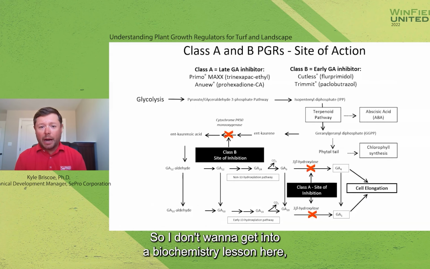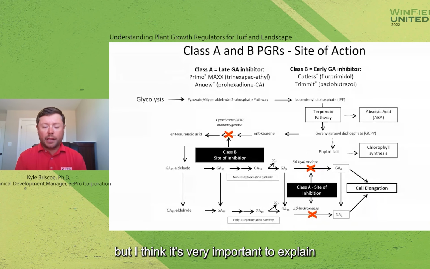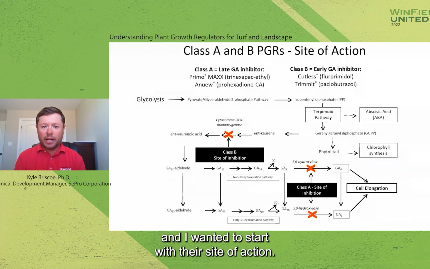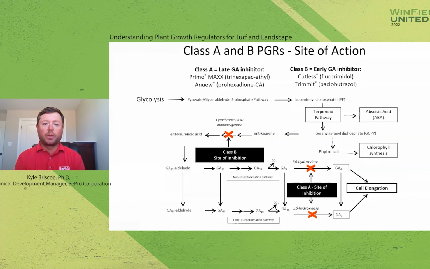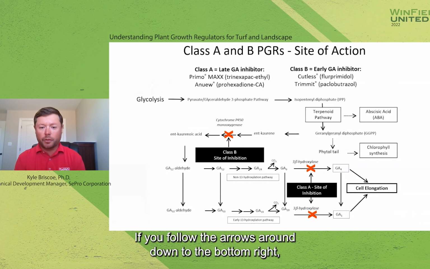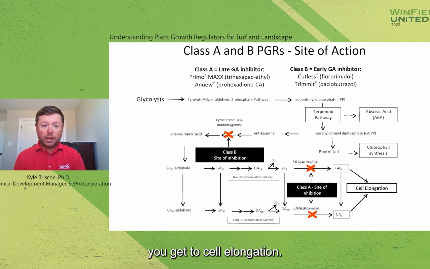So I don't want to get into a biochemistry lesson here, but I think it's very important to explain the different classes that are available in turf, class A versus class B. And I wanted to start with their site of action. I mentioned the mode of action is inhibiting GA biosynthesis. And what we have here is the gibberellic acid biosynthesis pathway. It starts with glycolysis up at the top left. If you follow the arrows around, down to the bottom right, you get to cell elongation.